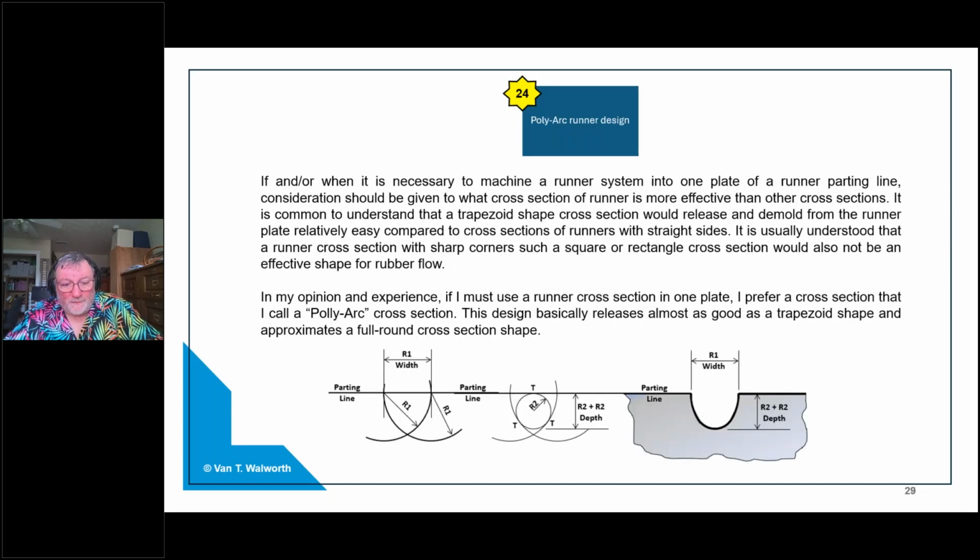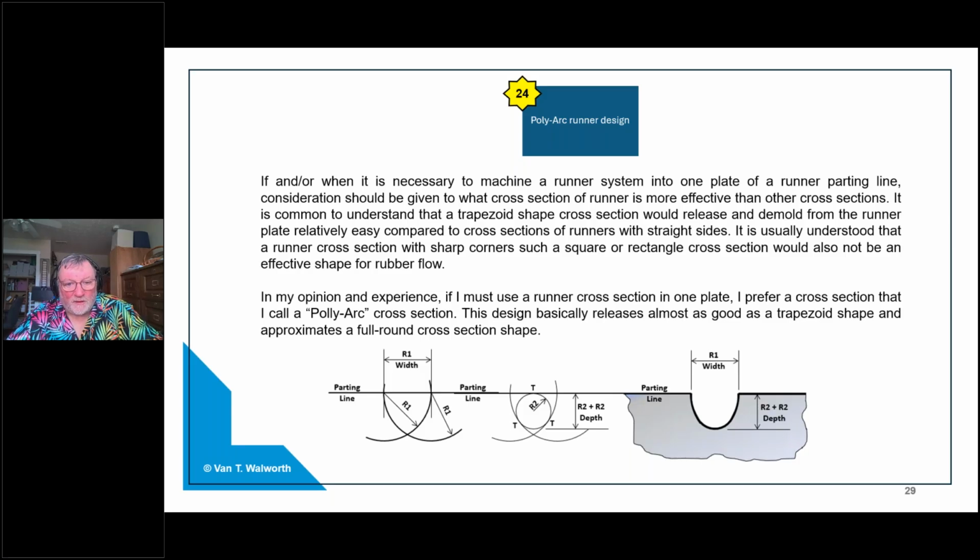When I have to machine runners into just one plate, I have done extensive studies and research projects related to different types of cross sections of runners. And even though I know that a full round runner works the best, there are sometimes I have no choice but to cut a runner into one plate and not the other plate. And so I've developed and tested something that I call a polyarc cross section. And this that you see on this slide is the way that you make the polyarc.